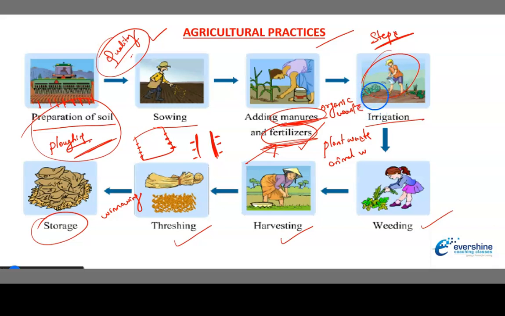How much amount of water does that plant require? Continuously, maybe morning once, evening once, or per day once, like that, in a proper schedule, at a particular time, he will start putting the water. This is called irrigation. So this is actually done by traditional techniques. So these are the traditional or modern methods, okay.